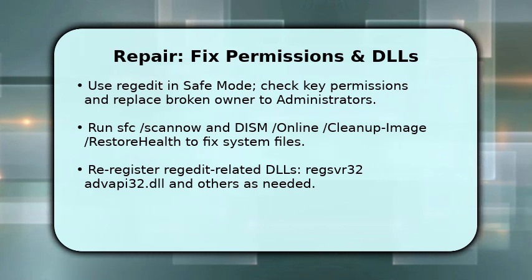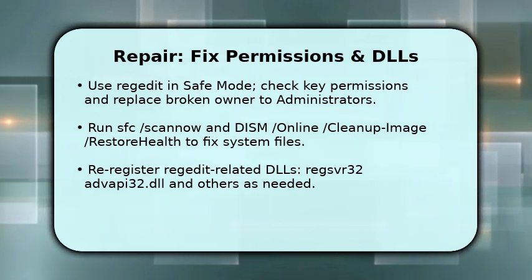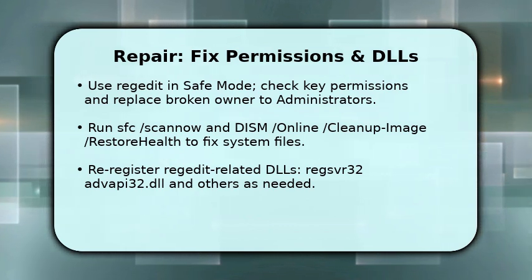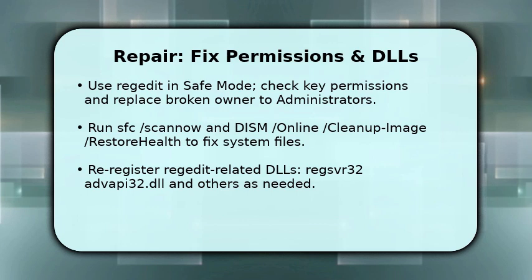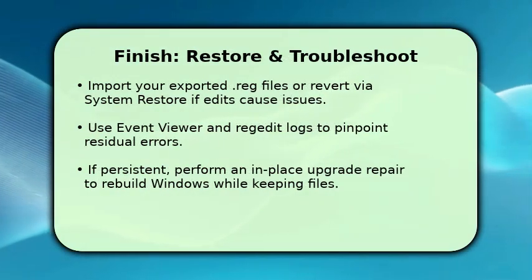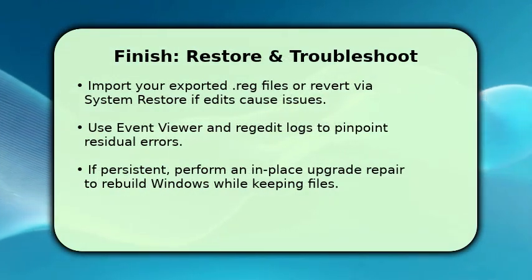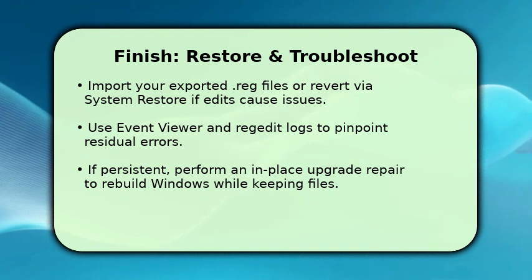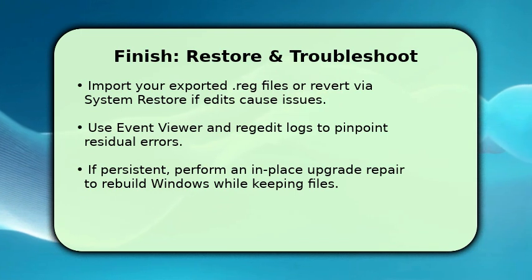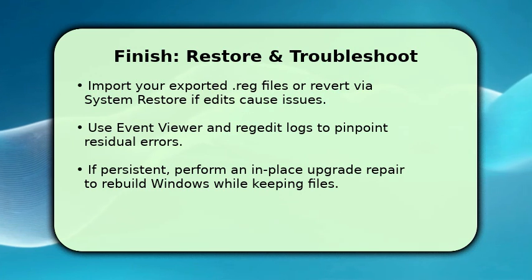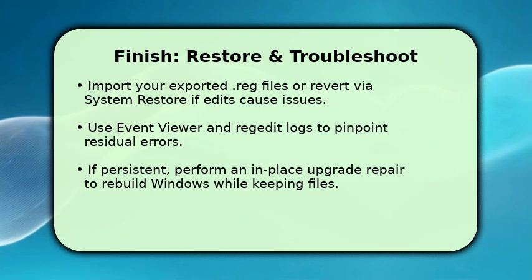You finish by validating and restoring stability. First, import your exported reg files selectively or roll back using the system restore point if an edit causes problems. This undoes mistakes quickly. Once stable, scan Event Viewer and Regedit logs to confirm no recurring access denied or DLL errors. If problems persist despite correct permissions and file repairs, perform an in-place upgrade repair to rebuild Windows components without losing apps and data. Troubleshoot.